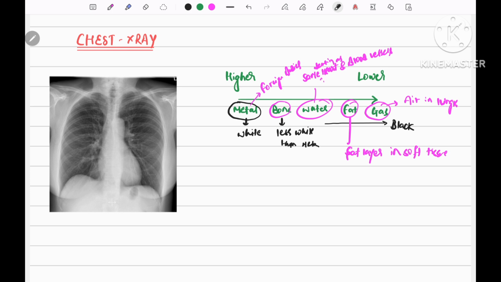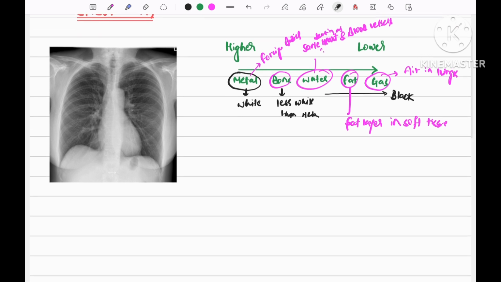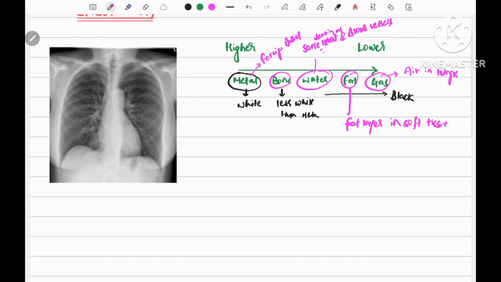The density of water will appear similar to that of the heart. The fat: these are the subcutaneous fats. And these black areas are totally gas. So these are the five substances which we have to know. Now let's start with the interpretation of the chest X-ray.